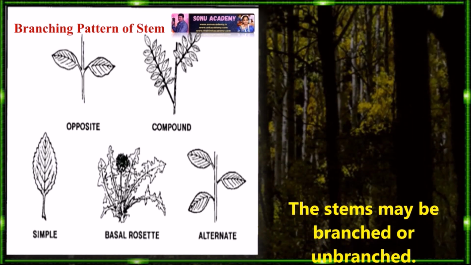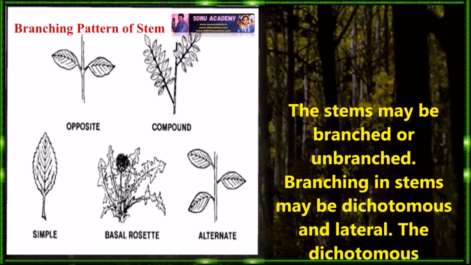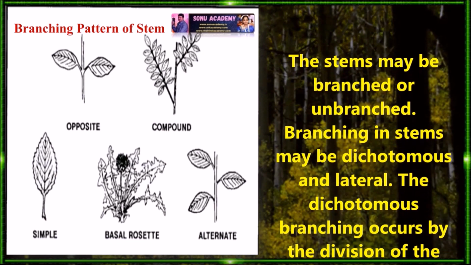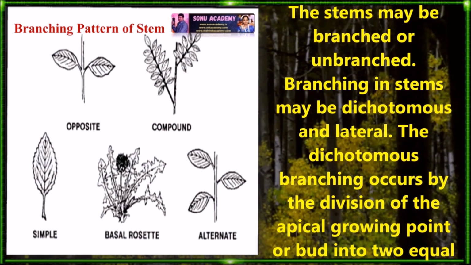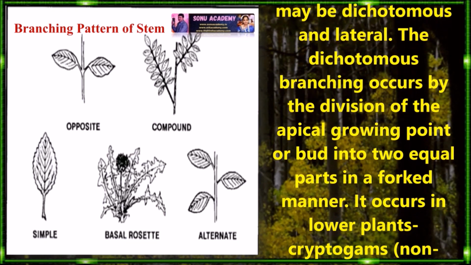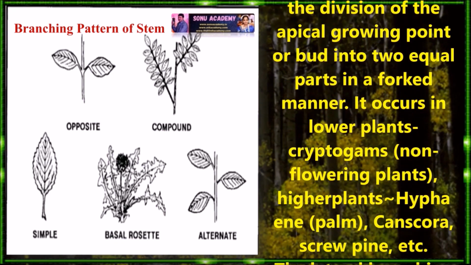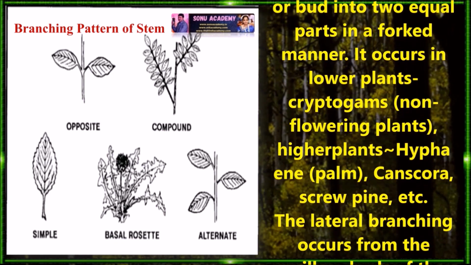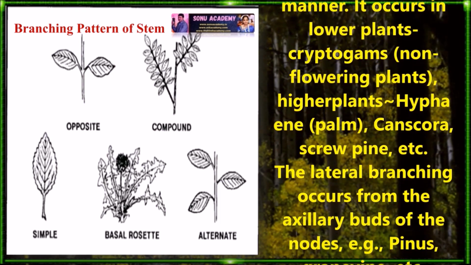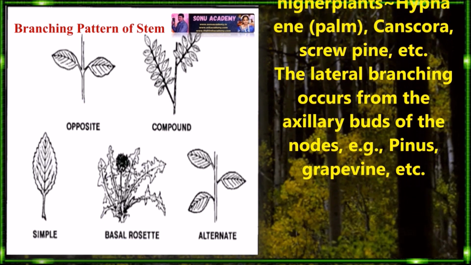Let us discuss branching patterns of stem. The stem may be branched or unbranched. Branching in stems may be dichotomous and lateral. The dichotomous branching occurs by the division of an apical growing point or bud into two equal parts in a forked manner. It occurs in lower plants like cryptogams, non-flowering plants, and higher plants like plum, screw pine, etc.